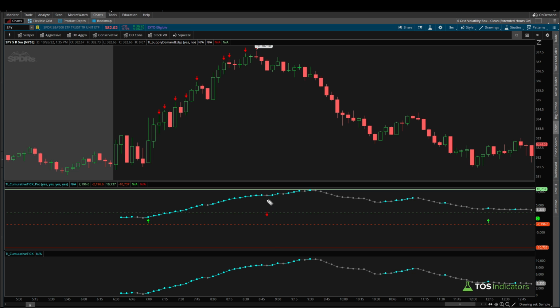The internals are no longer supporting this move. And if we take a look to see what happens after we have this signal plot right here, the cumulative ticks make a final push up, but this time we have a very clear divergence. The cumulative tick is going up, but price action going down. Now, after that signal, we entered the lunchtime hour.